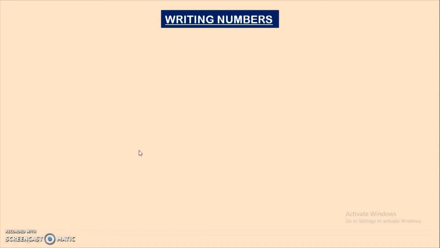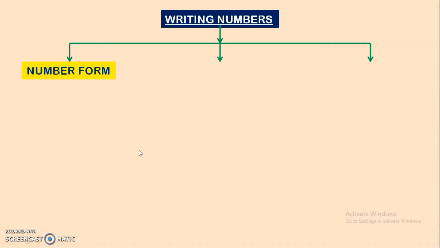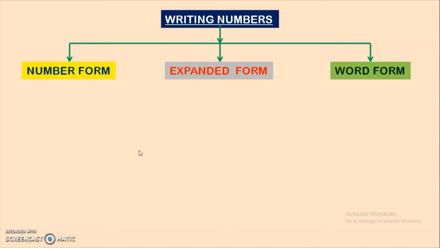Writing numbers. Number writing is of three types. The very first one is number form. The second one is expanded form. And the third and the last one is word form.